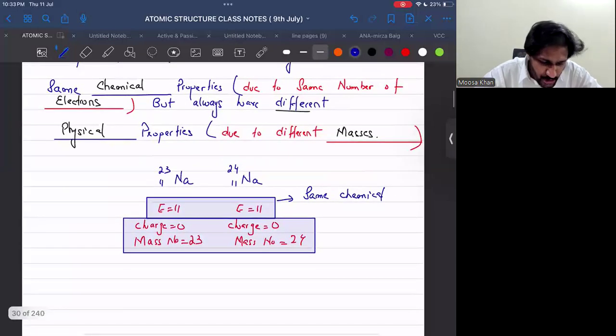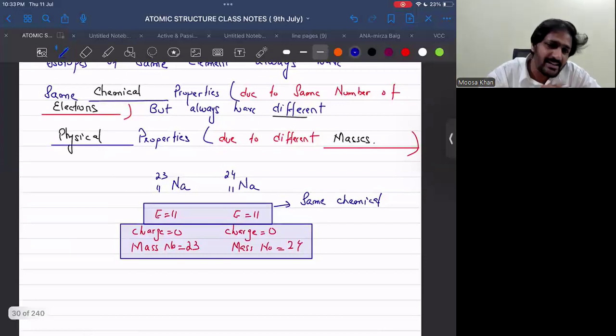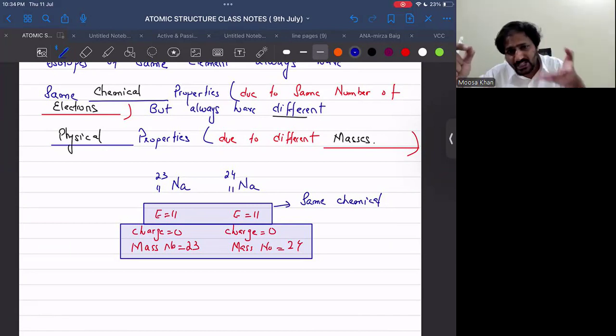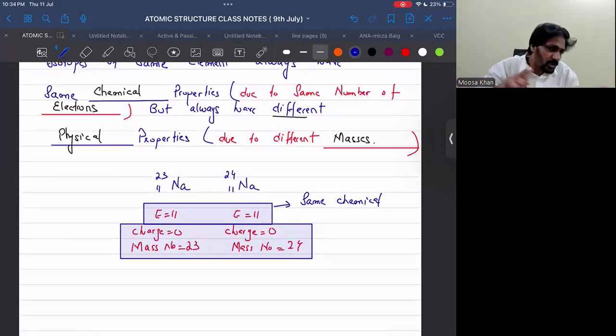Right? So isotopes of the same element always have the same chemical properties because they have the same number of electrons, because their atomic numbers are the same. But they always have different physical properties. Why are their physical properties different? They have zero charge. Charges are the same, but masses are different. So for the physical properties to be the same, both the charge and mass should be equal. Charge is equal but mass is not. If any one of these things is unequal, then the physical properties are different.